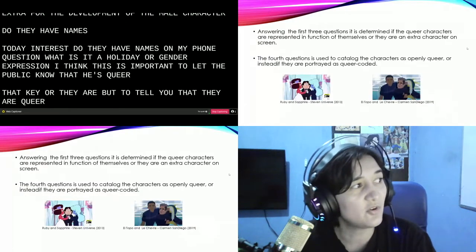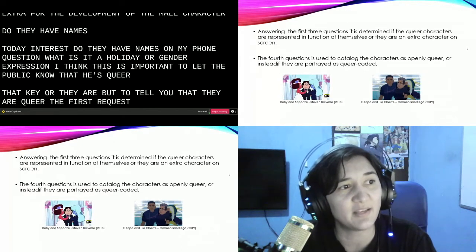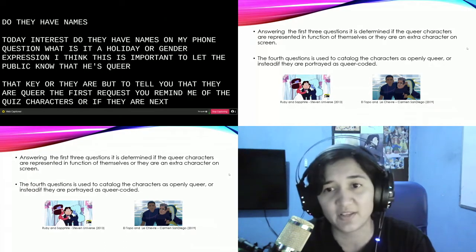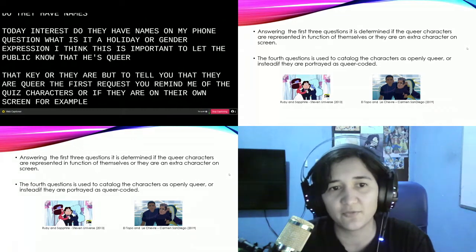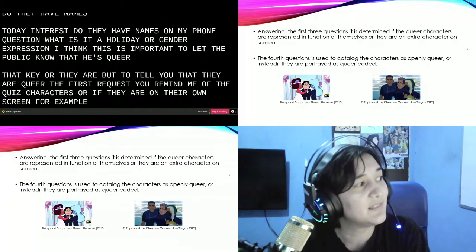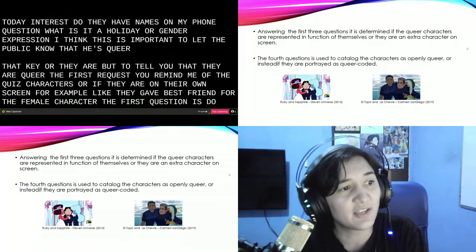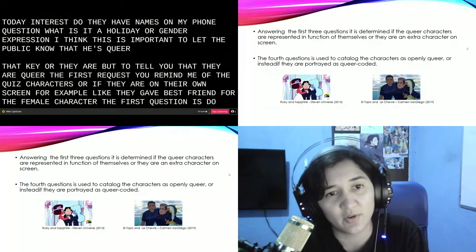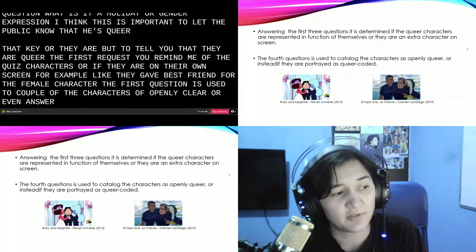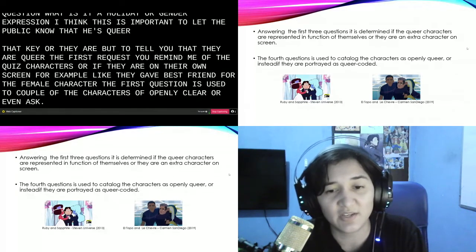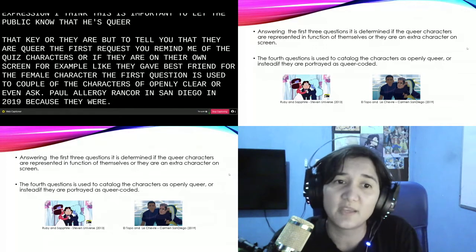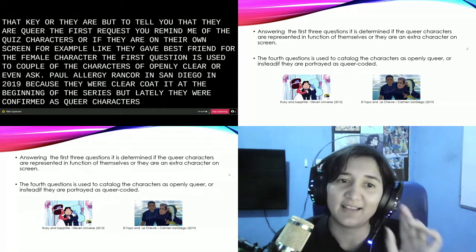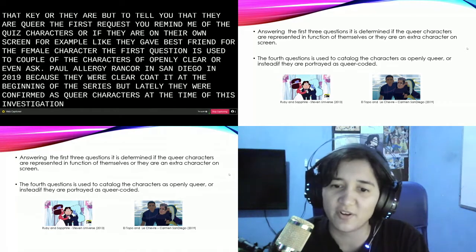queer. So, by answering the first three questions, it is determined if the queer characters are represented in function of themselves or if they are an extra character on screen. For example, the gay best friend for the female character, no? Then, the fourth question is used to catalog the characters as openly queer or instead portrayed as queer coded. For example, I put El Topo and Lechebre in Carmen Sandiego in 2019 because they were queer coded at the beginning of the series, but lately they were confirmed as queer characters. But at the time of this investigation, they were only queer coded.